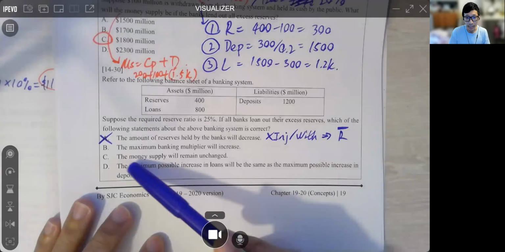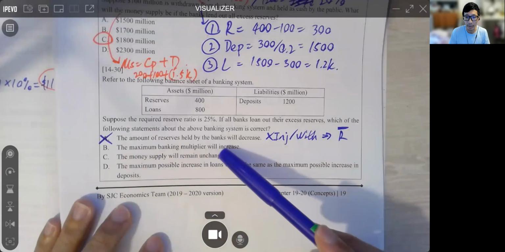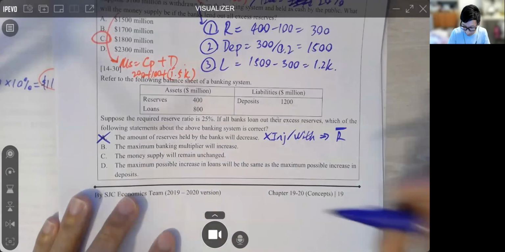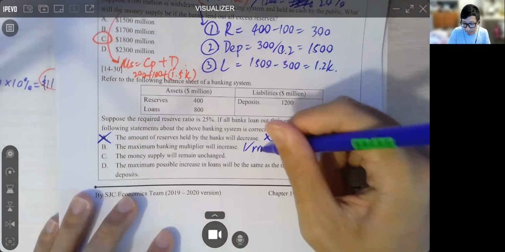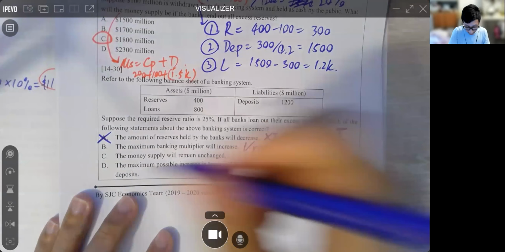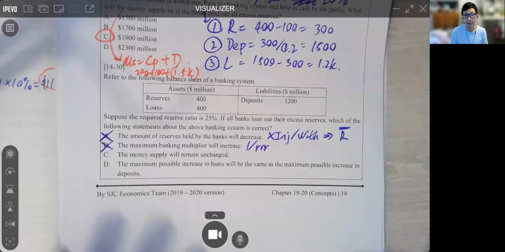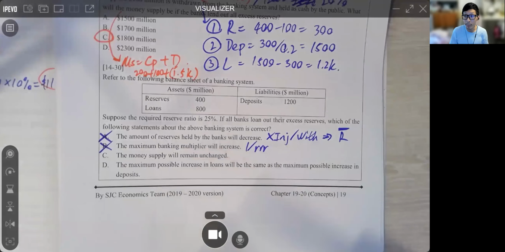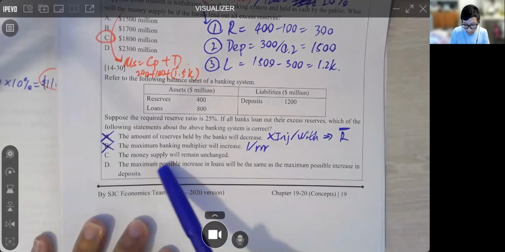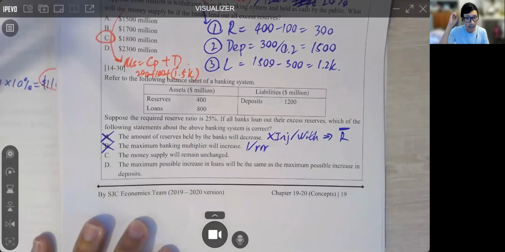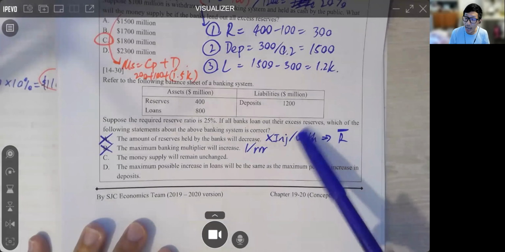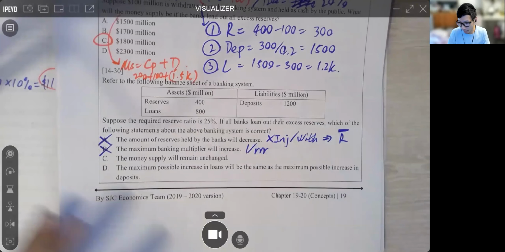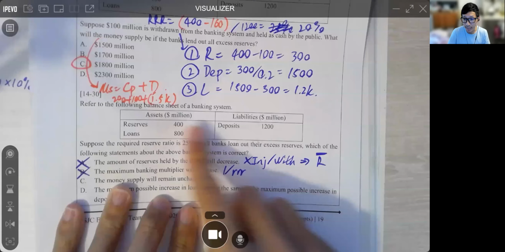好嘛？嗱 B. Maximum banking multiplier would increase. 記住啦，maximum banking multiplier. We are talking about 1 divided by RRR. Without a change in RRR, it's not going to change as well. 係嘛？Maximum banking multiplier 係唔會變㗎，係唔會變㗎。OK，好嘛？The money supply will remain unchanged. 嗱，呢個肯定唔係啦。If they loan out their excess reserve right now，我哋望望啦。Do we have excess reserve right now?